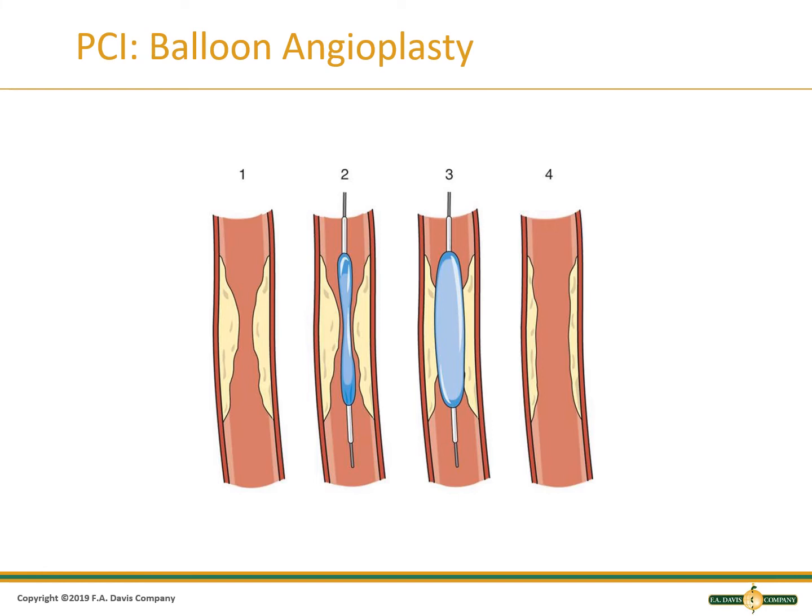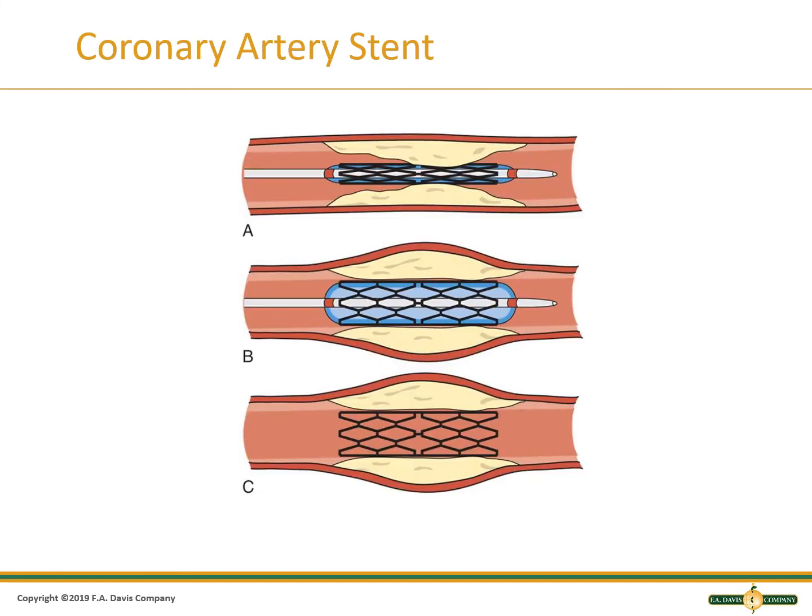Once the blocked artery is entered, the balloon on the catheter is inflated and atherosclerotic plaque is compressed. This can be done with or without stent placement. Coronary artery stent can prevent closure of the coronary artery from an atherosclerotic lesion. Stent is an expandable metal mesh tube that is implanted at the area of stenosis to keep the blood flowing through the artery.